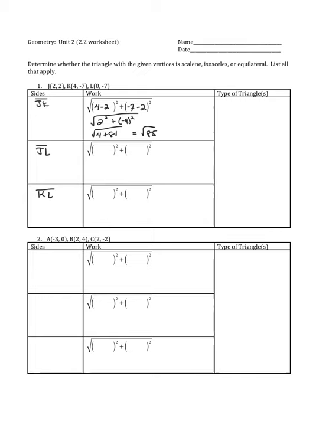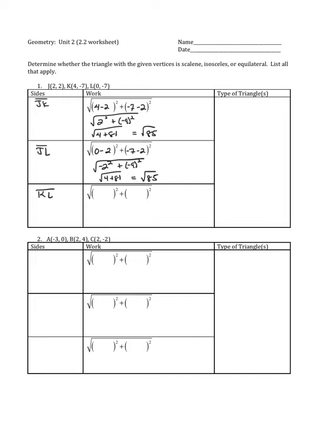All right, let's do the next one. I'm going to do JL. So 0 minus 2 plus negative 7 minus 2 gives me negative 2 squared plus negative 9 squared. There's my square root bar. Equals the square root of 4 plus 81 equals the square root of 85. So now you know this is either isosceles or equilateral. You know it's not scalene because you already have two sides that have the same measure.